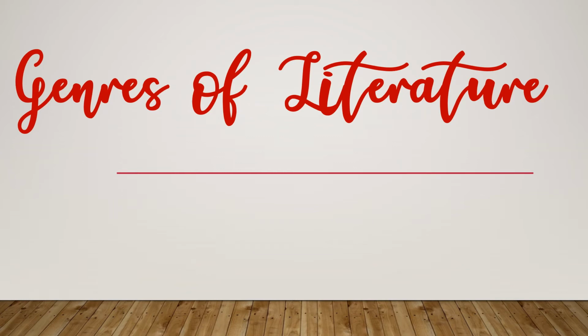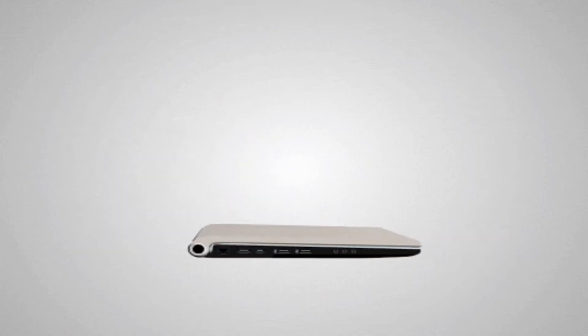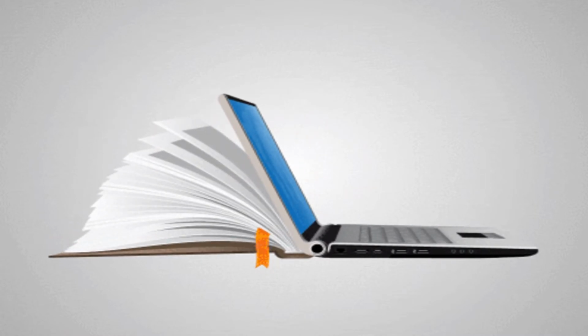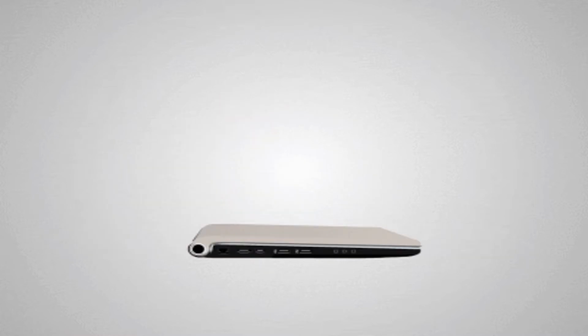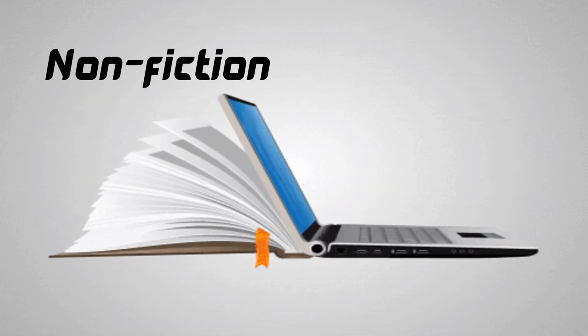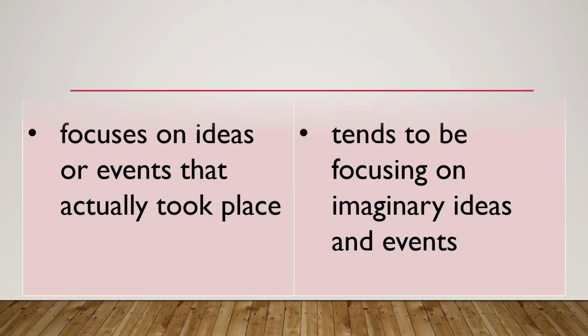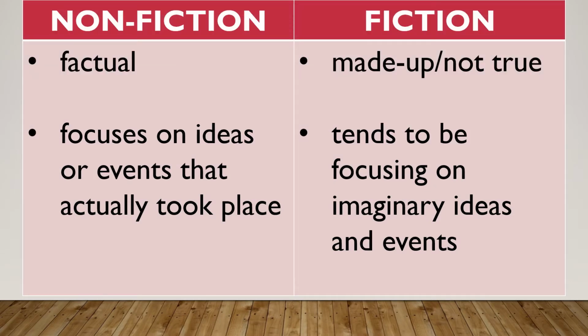Let us now learn the different genres of literature. All reading materials, may they be in print or digital form, are generally classified into two genres, namely nonfiction and fiction. Nonfiction is factual, while fiction is made up or not true. Nonfiction focuses on ideas or events that actually took place. However, fiction tends to focus on imaginary ideas and events.